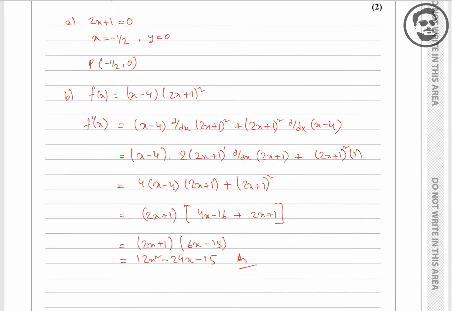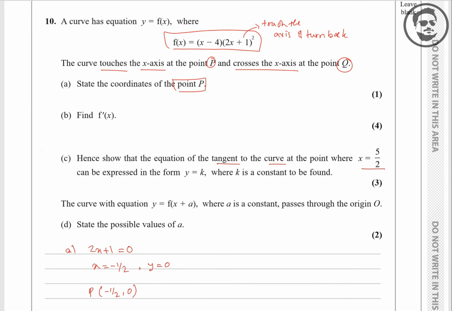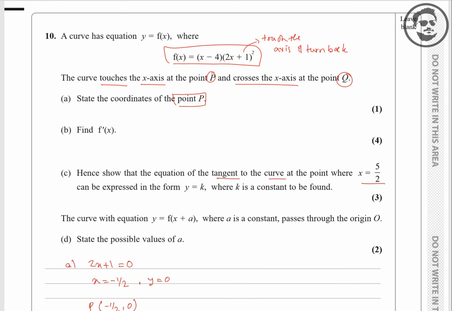Next part. The curve with equation y equals f of (x plus a). The a is inside the bracket, so we can see that this translation is horizontal and it is with x. Here a is a constant, and the curve passes through the origin. State the possible values of a.